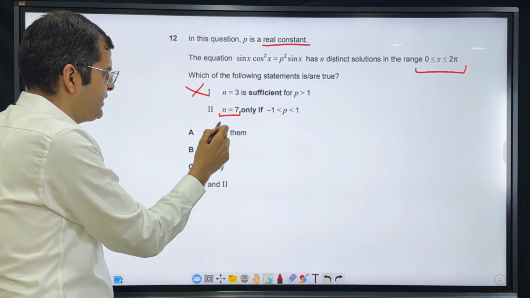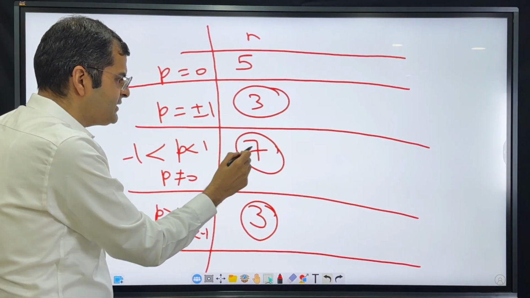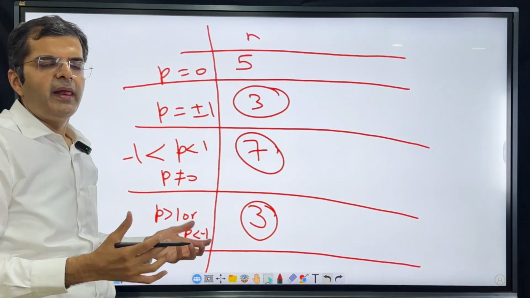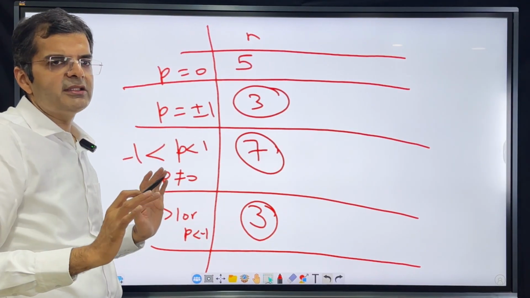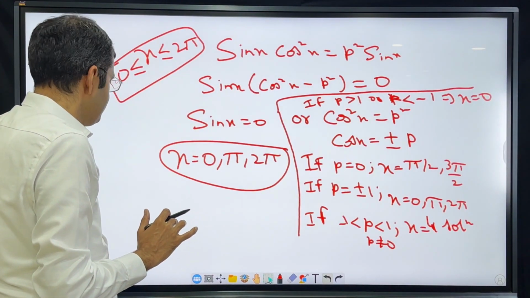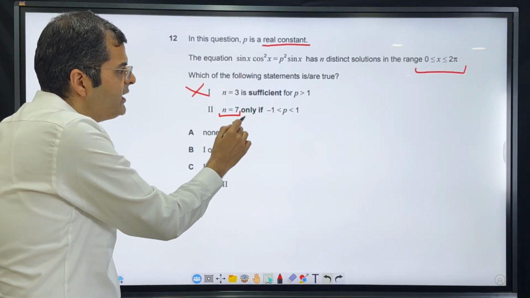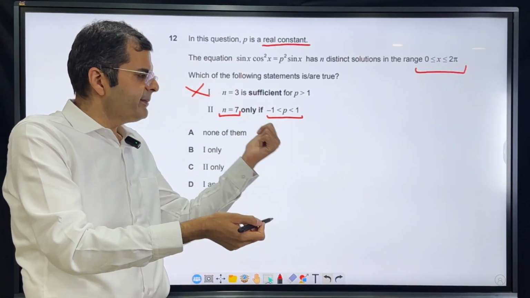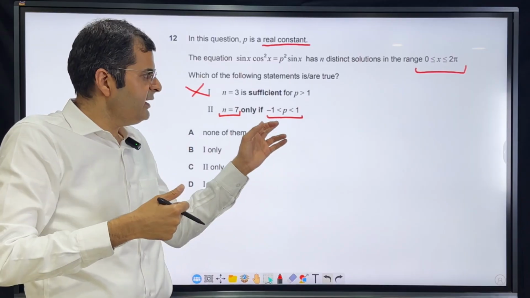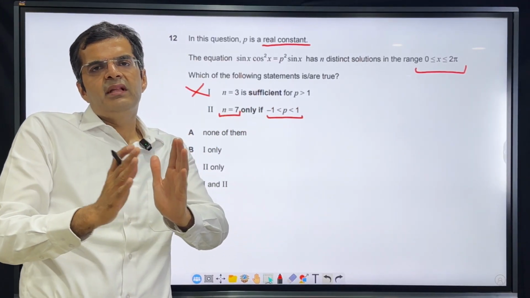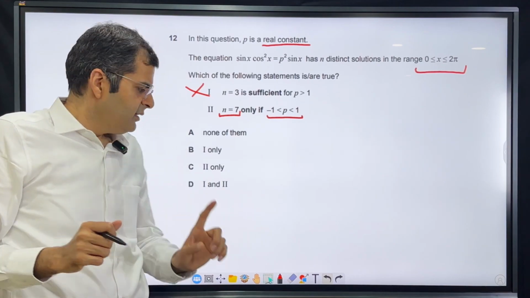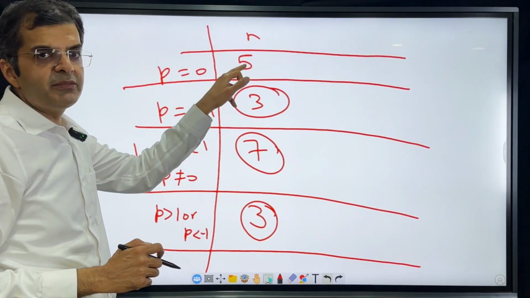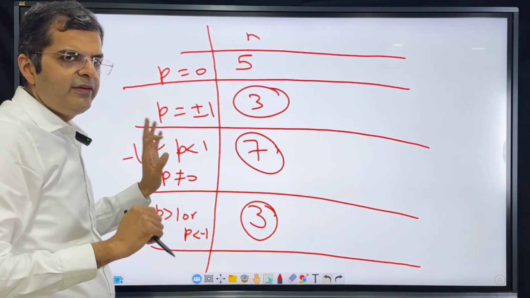So N is 7 is true, so I have to assume N is 7. When N is 7, where does P lie? P will definitely lie between minus 1 and 1. It will not be 0, but it will definitely lie between minus 1 and 1. Had I been given this statement in reverse order, that P lies between minus 1 and 1, that means N is 7, which is incorrect. Because when P lies between minus 1 and 1, N can be 7, but for P equal to 0, N becomes 5.